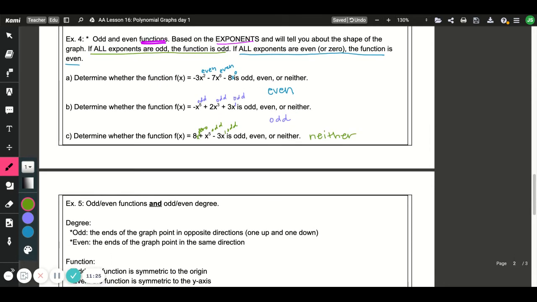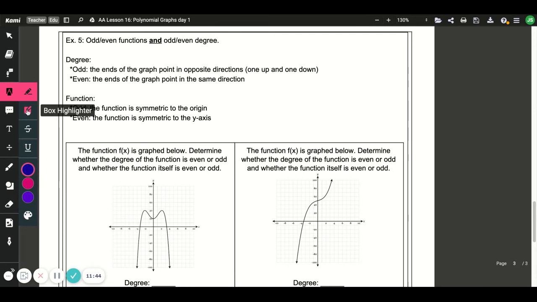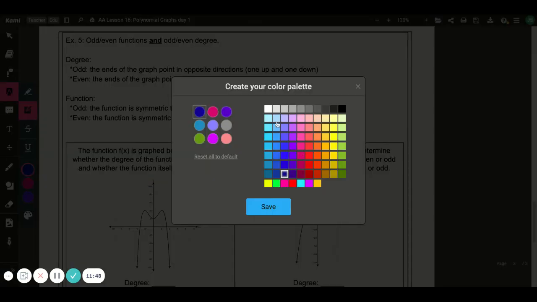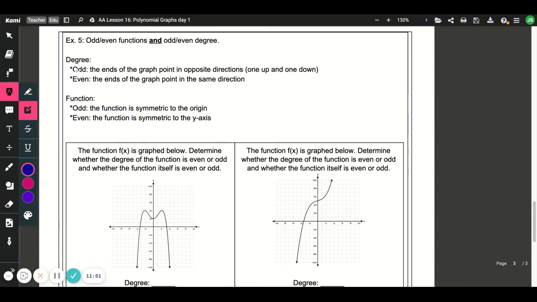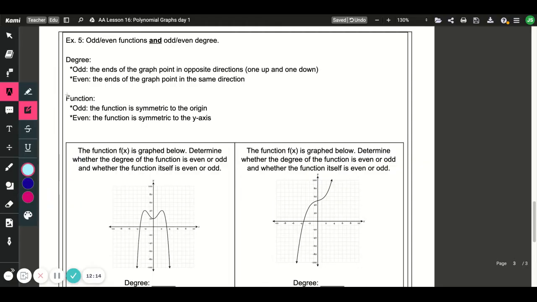So what that means in terms of a graph, let's skip down to this one first. We're going to talk about odd and even functions, which is what we were doing up there, but also odd and even degrees. So kind of two separate things. There we go. There's a highlighter. Okay. So let's do the function first, because that's what we were just talking about. So an odd or even function.